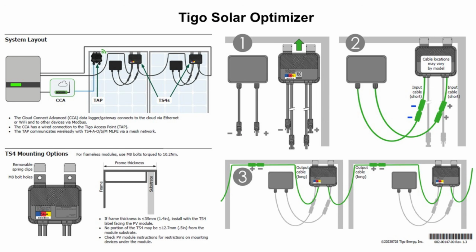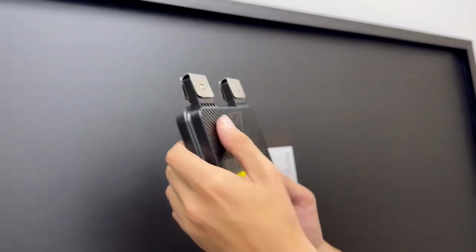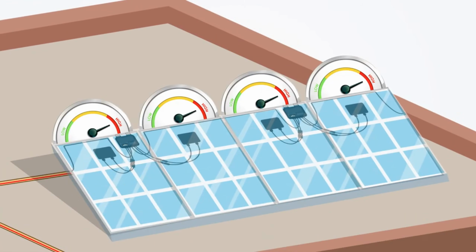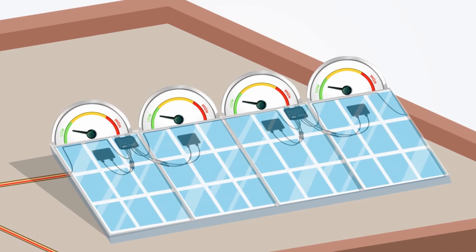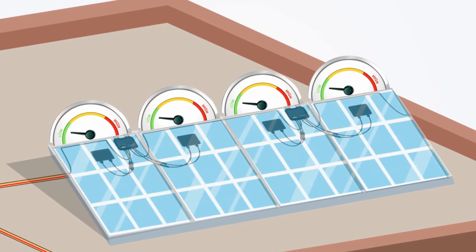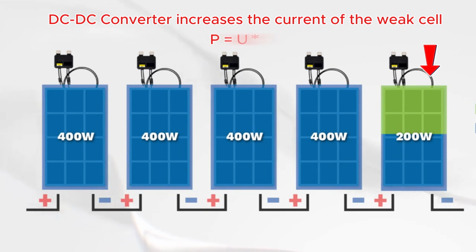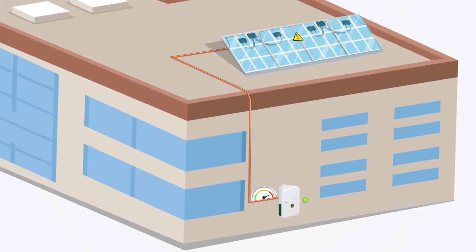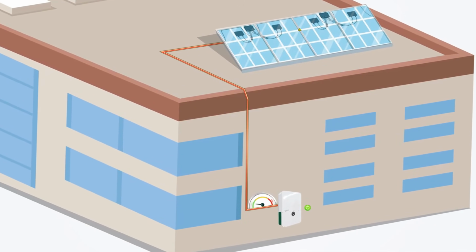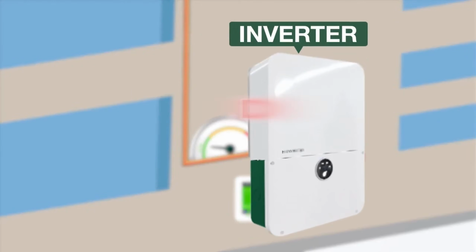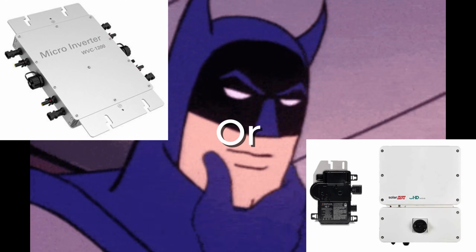Now, let's look at solar optimizers. Each solar panel is connected to one optimizer. SolarEdge optimizers have MPPTs for each individual panel, while Tigo optimizers have DC converters that boost the current to match the strongest cell in a string by correspondingly reducing the voltage. Optimizers are connected in series to form strings, sending DC power to a string inverter, which then converts it into AC for the grid. Then, how do you decide which one to use?